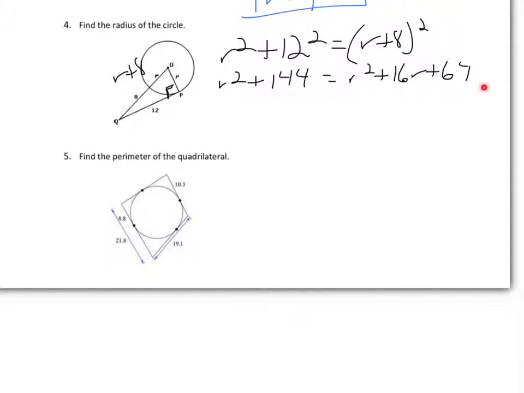So when you subtract r squared from both sides, the r squared terms cancel each other out. Subtract the 64 over, and we get 80 equals 16r. Divide by 16 to get r equals 5.